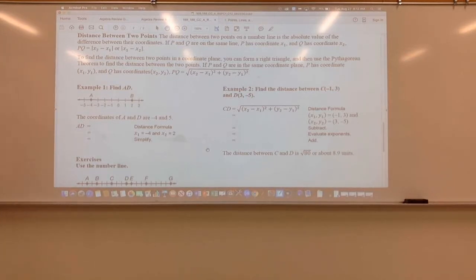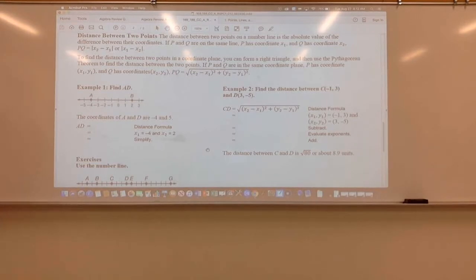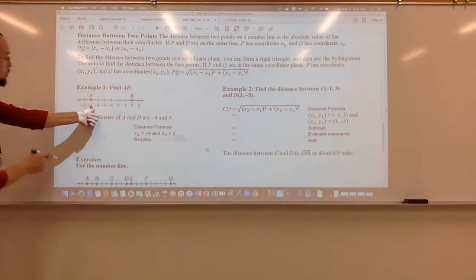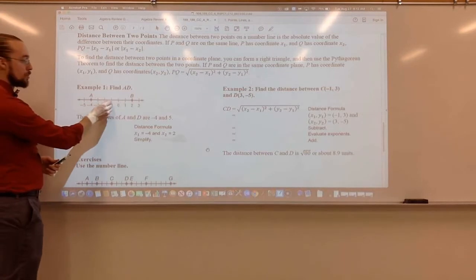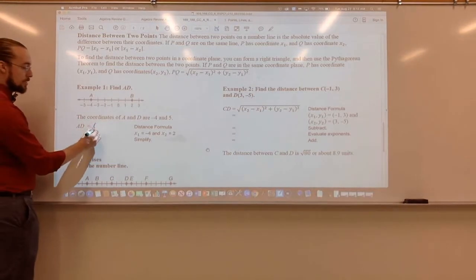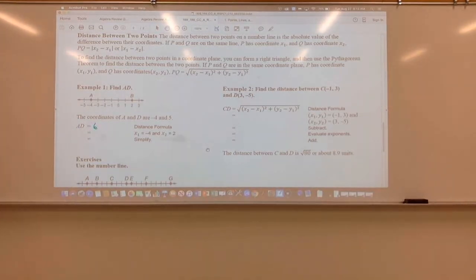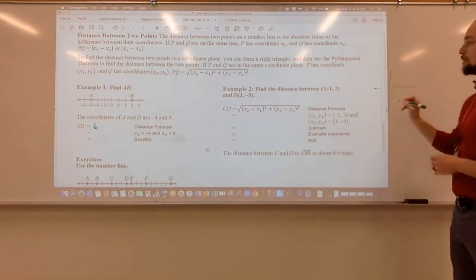Technically we have a formula. But if we're just looking at a number line, and I want to say, well, what's the distance between -4 and 2 on the number line? We're assigning points to those. So the distance between A and B is 6. And you can count the spaces, 1, 2, 3, 4, 5, 6, if you want to count. But this is just basic arithmetic.